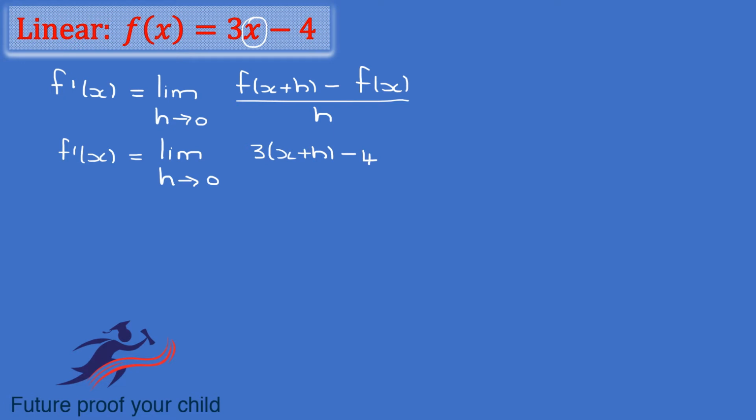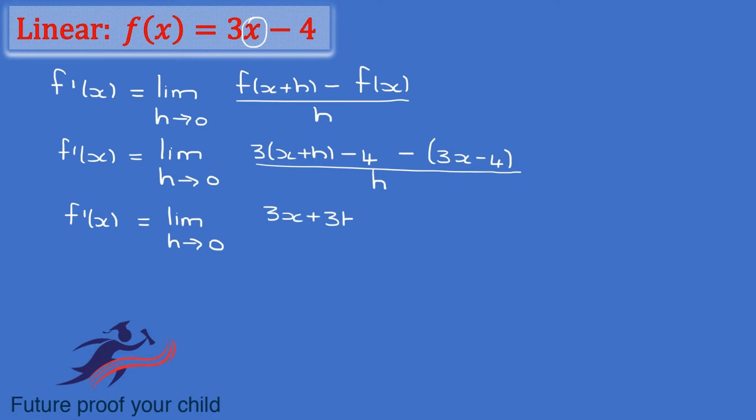Then it says you have to subtract f of x. So you minus your 3x minus 4. And everything needs to be over h. So the derivative or the gradient, it's the same thing, equals the limit as h approaches 0. Distribute the 3 into the bracket, so you get 3x plus 3h minus 4. Distribute the negative into the bracket, so it's negative 3x plus 4 over h.